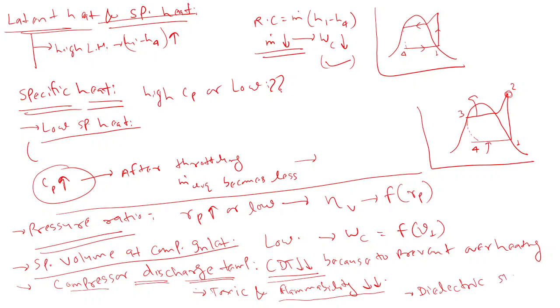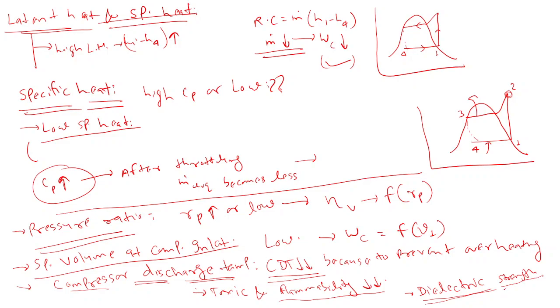Dielectric strength. So do we want high dielectric strength or low? Low, sir. Why? Dielectric means it has a tendency to throw up electrons. No, what is the meaning of dielectric strength? Dielectric strength means up to what maximum field strength the atoms would not get polarized. So you don't want your refrigerant to get polarized and lose its functionality.